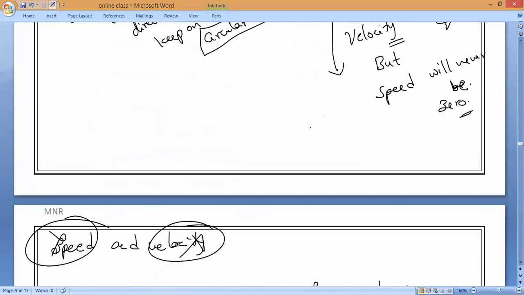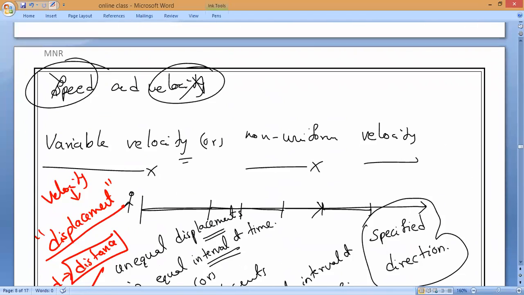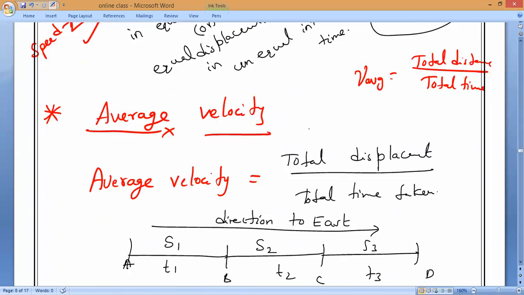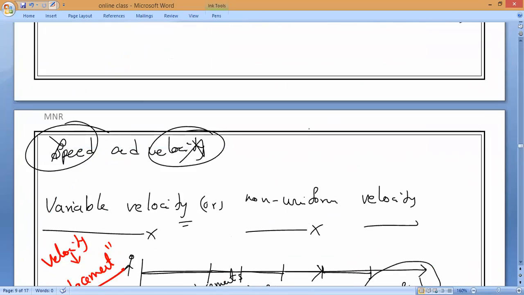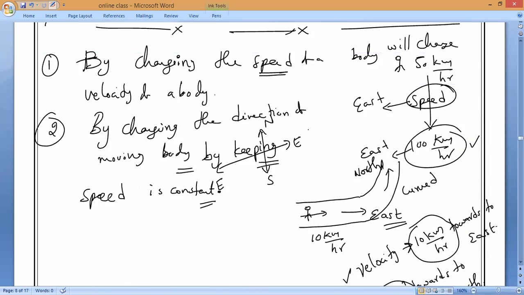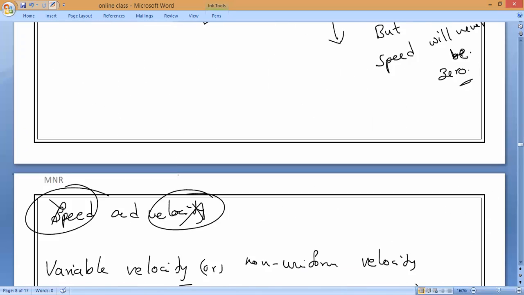Three types of velocity I taught. One is uniform velocity. Second is variable velocity. Third is average velocity. Now, if you want to change the velocity, you have two methods. What are the two methods, guys? Velocity we can change by changing the speed, and second, by changing the direction of a moving body. But something should be constant: if speed is constant and direction is changing, the velocity will change.